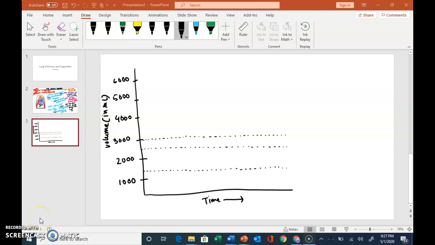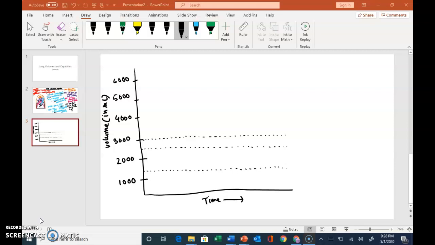All right, class. So talking about, again, lung capacities and volumes, I'm just going to plot this on a graph so you understand it better. So on the x-axis, we see time. On the y-axis, we see volume in mils. And we go from 1,000 to 6,000 mils.